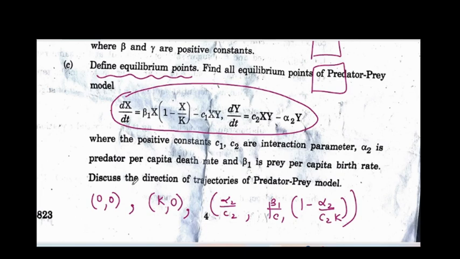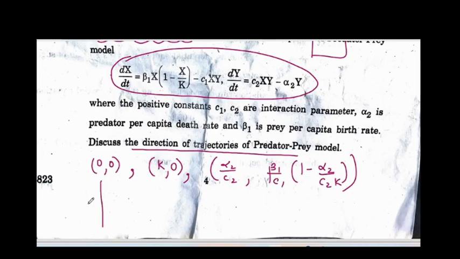Then you were to discuss the direction of trajectories also. So for trajectories, you will have to sketch the phase plane diagram, and in this particular case, since x and y are standing for predator-prey population respectively, you are going to sketch it in the first quadrant only because the populations cannot be negative. So in the first quadrant, you will be dividing it into 4 regions corresponding to x equal to alpha 2 by C2 and y equal to beta 1 by C1, and you will observe that the trajectory follows this direction.